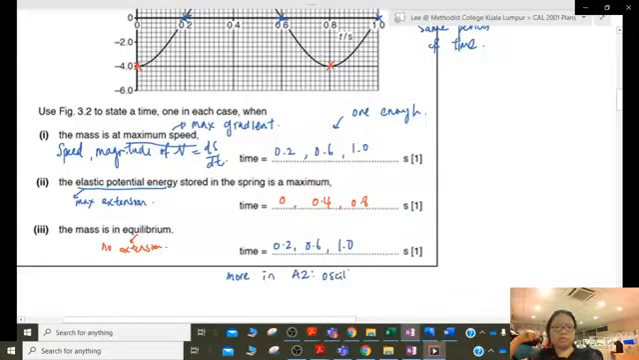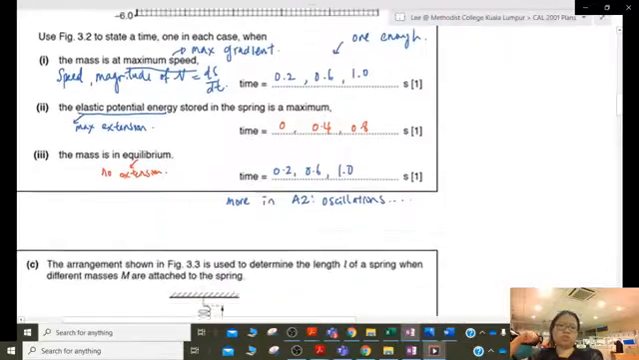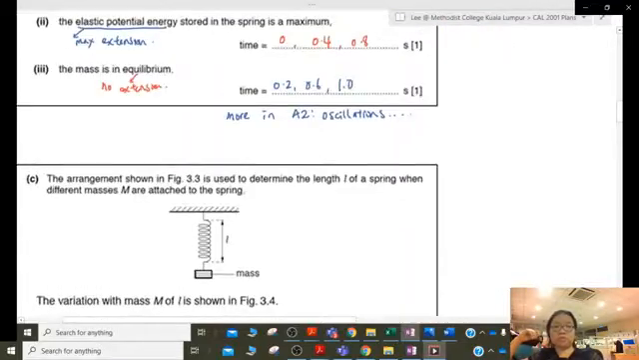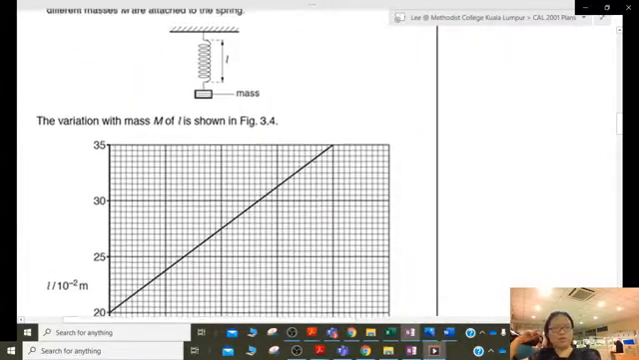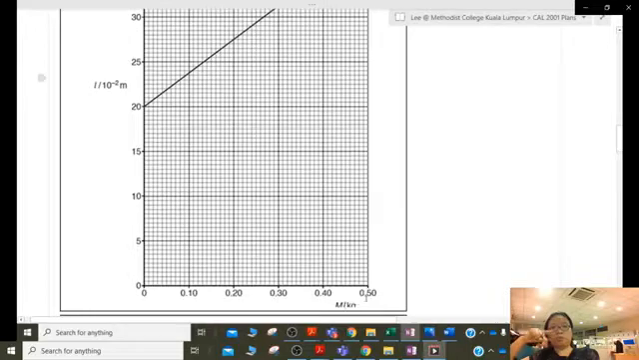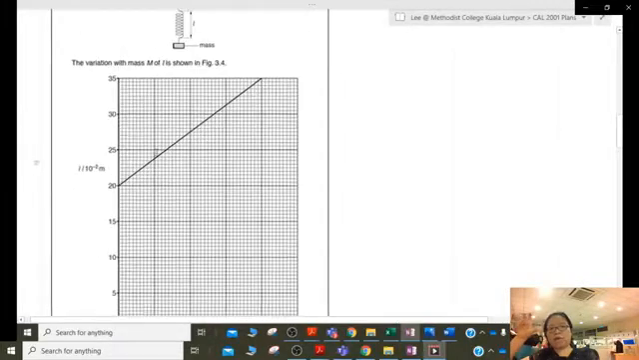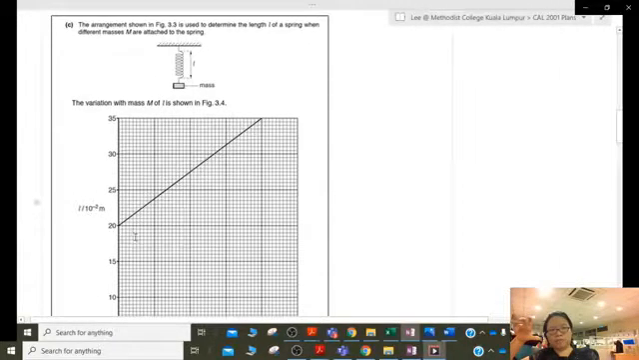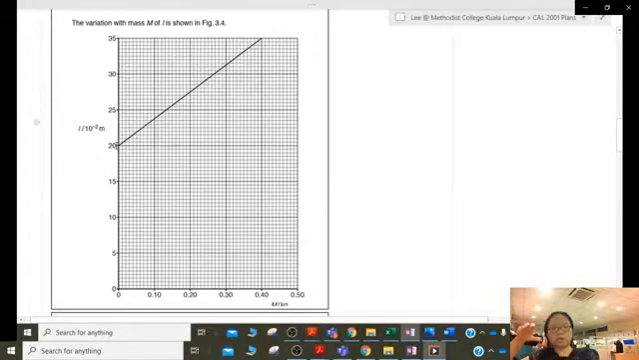If you find all of this a bit strange, we will teach you the chapter on oscillations before you sit for your AS. No worries. So now what we do is we change the mass and we put different masses, but we plot against the total length of the spring. Okay, not extension, total length.